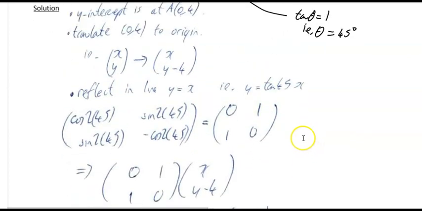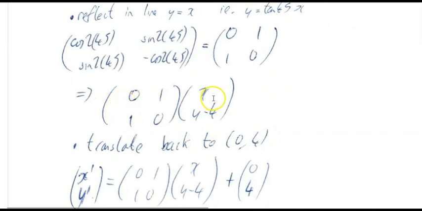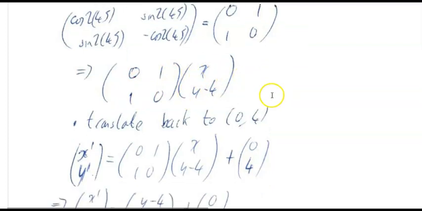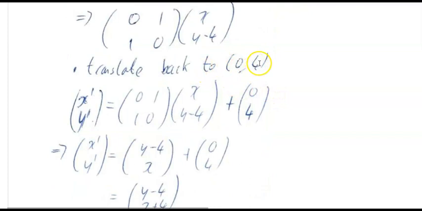So the matrix for reflecting in the line y equals tan theta x was cos 2 theta, sine 2 theta, sine 2 theta, minus cos 2 theta. So put in the 45, and you're going to get 0, 1, 1, 0, and then we do that to our new general point, so 0, 1, 1, 0 times x and then y minus 4. Then you want to translate back to 0, 4, so just add in a translation column vector of 0, 4. So your x1, y1 is equal to 0, 1, 1, 0 times x, y minus 4, and then plus 0, 4.